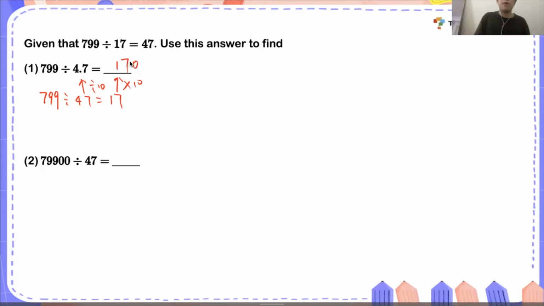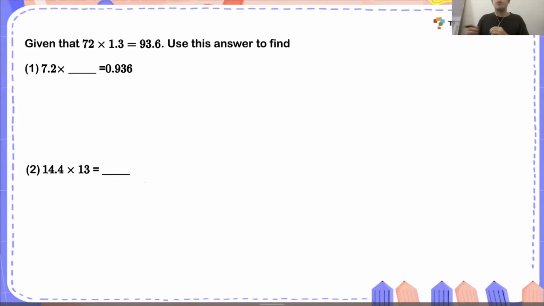And the second one, okay? For the second one, we just write down the original equation. Okay, how do they change? So for the divisor, we just keep the same. Okay, so for the dividend, how does it change? That is times 100, right? And we have the same change on the result. So we just times 100 and we will have 4700. Okay, and we move to the next one.